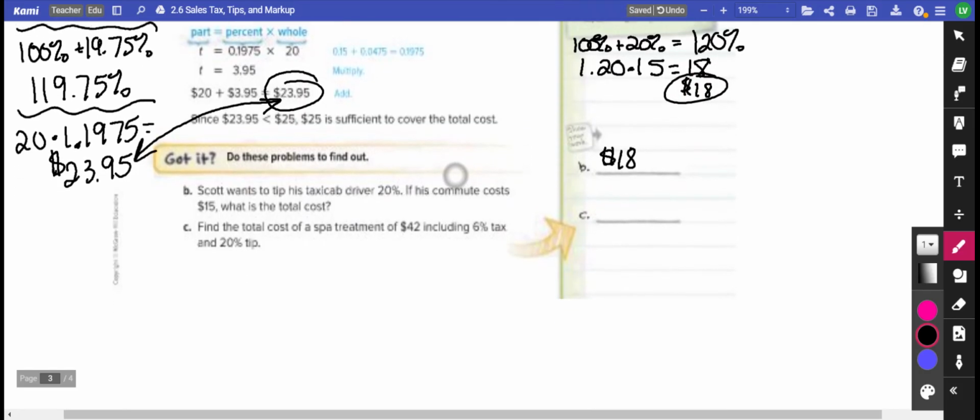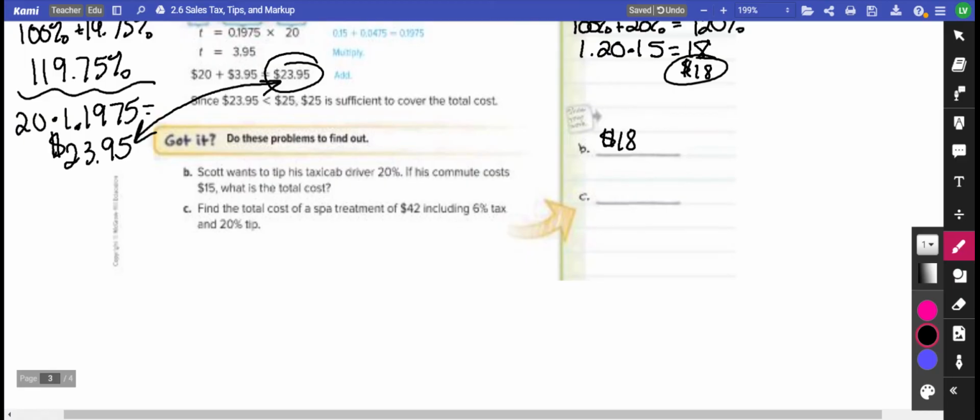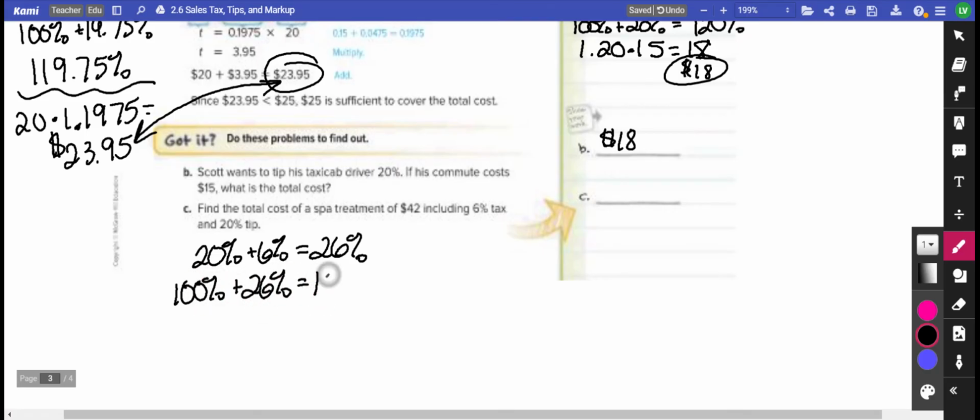Letter C. Write the total cost of the spa treatment of $42, including a 6% tax and a 20% tip. Well, I'm going to take my 20% and add 6%. I know that I'm paying an additional 26% on top of my $42. Again, I'm going to use method number 2 of taking the idea that I'm paying 100% plus an additional 26%. And in total, I'm paying 126% of $42. So I'm going to take 1.26 times 42, because that is equivalent to 126% times 42.